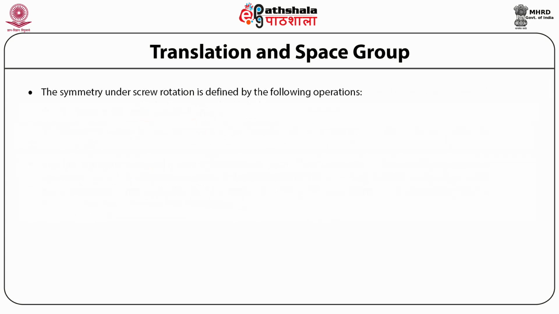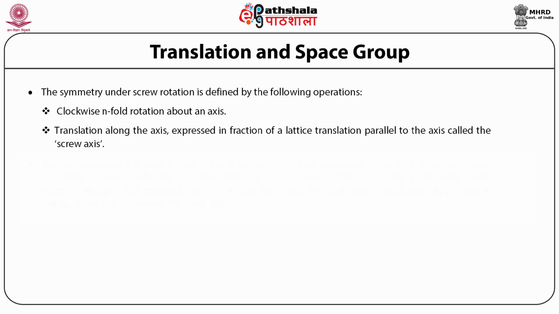The symmetry under a screw rotation is thus defined by the following operations. Number 1, a clockwise n-fold rotation about an axis, and number 2, a translation along the axis, expressed as a fraction of a lattice translation parallel to the axis. Then this is called the screw axis.